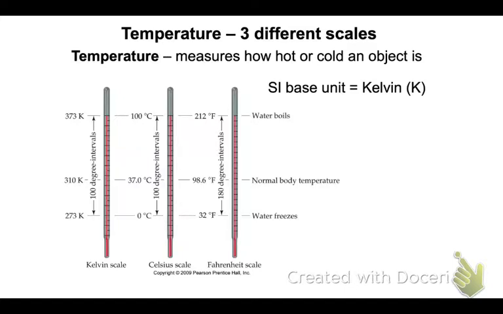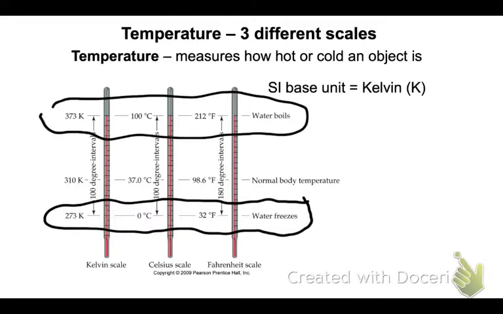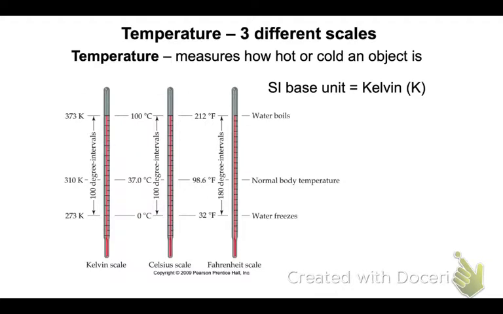If you look at this picture, you will see that water freezes at 273 Kelvin, which is equal to 0 degrees Celsius and 32 degrees Fahrenheit. And it boils at 373 Kelvin, 100 degrees Celsius and 212 degrees Fahrenheit. It's also worth noting that the degree Celsius and Kelvin are divided into 100 graduations between the freezing point and the boiling point. It is a different story for the degree Fahrenheit, which is divided into 180 degree intervals between water freezing and water boiling.